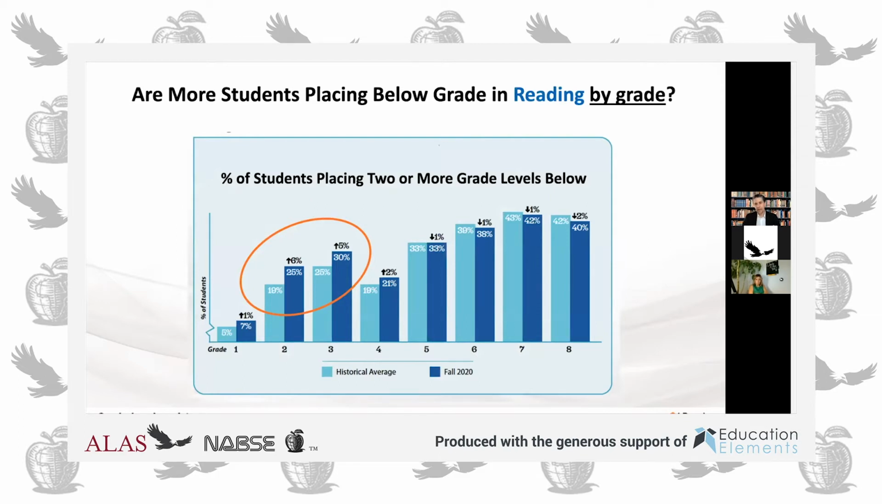Let me also represent this information for reading. You note that, very similar to math, in those formative years and the lower grades, K through 3, we see an impact here. And the greatest impact is in the second and third grade, where the percentage of students falling into those two or more grade levels below is highest.